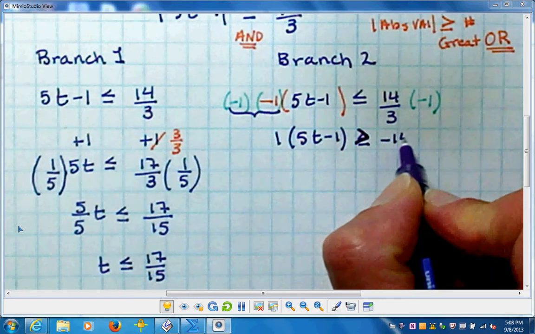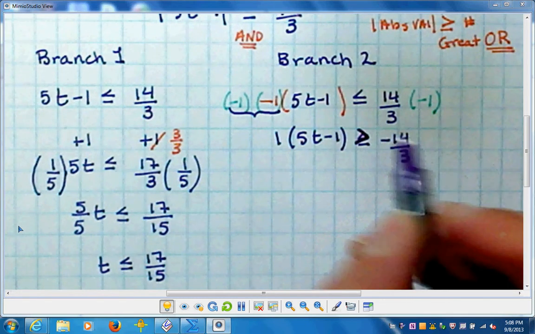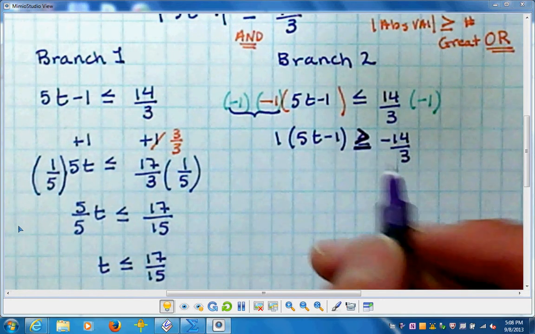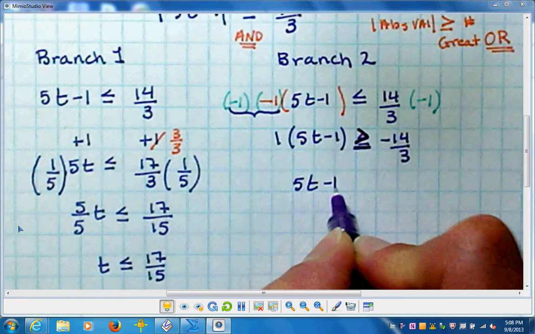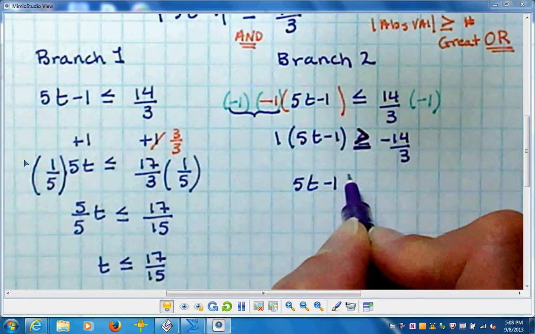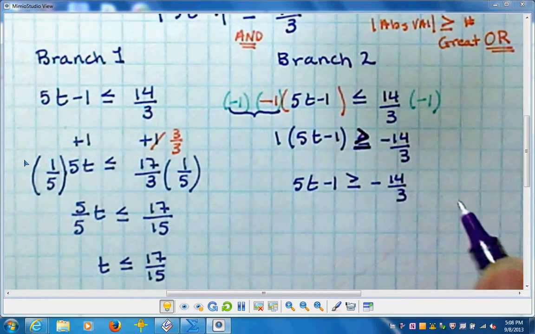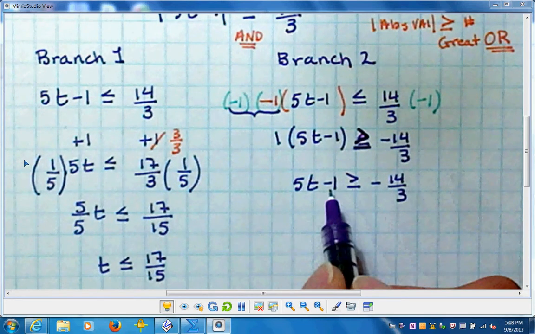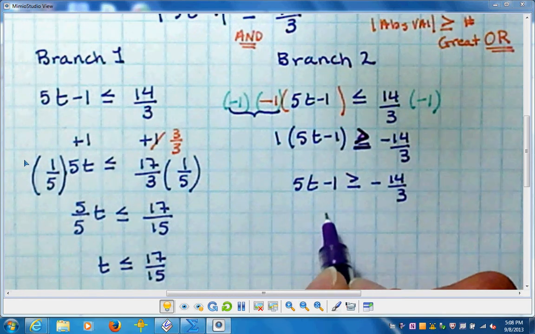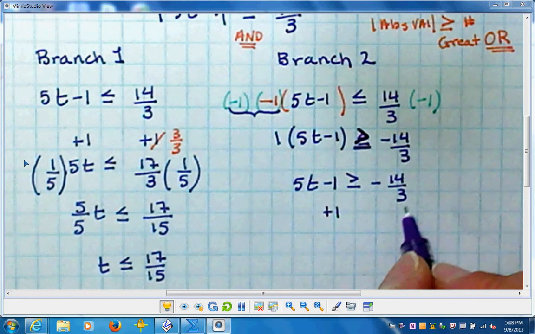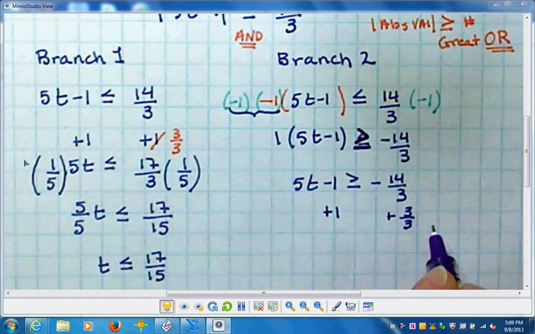So now this is -14/3. So my inequality goes the other way. So this is the same as 5t minus 1 is greater or equal to -14/3. So I have to get this 1 out of here. So I'm going to add 1 to both sides. Well, in order to add a 1 here, my denominator needs to be a 3. So that's the same as adding 3/3. Adding 1 is the same as adding 3/3.